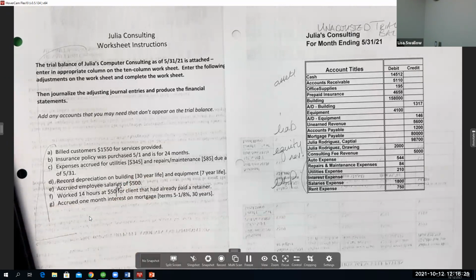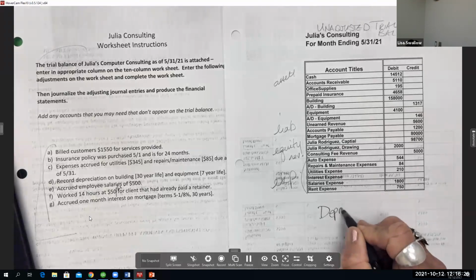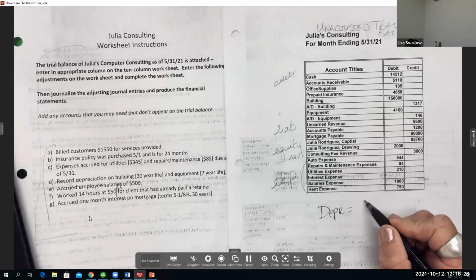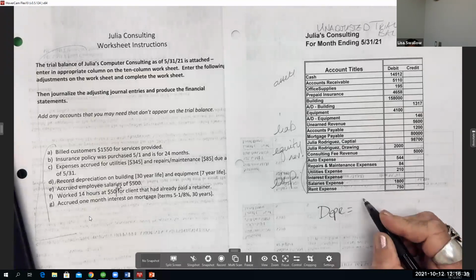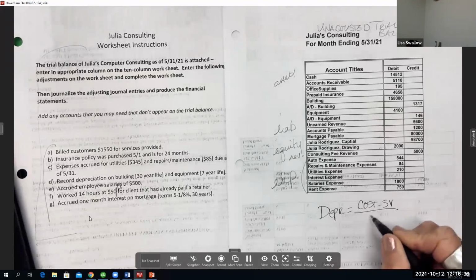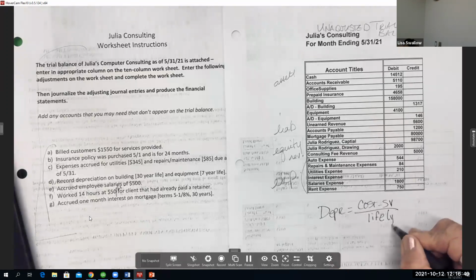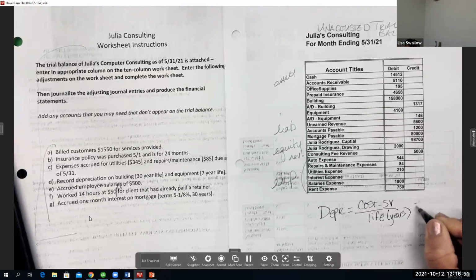Divided by the expected life. Yep, let's do the model together. Depreciation equals what minus what divided by what? Minus salvage value divided by life. Yep, and is that going to give me a one month number or a one year number? Yeah, because this number's in years, isn't it? So that's going to give me the annual number. Am I looking for the annual number here?